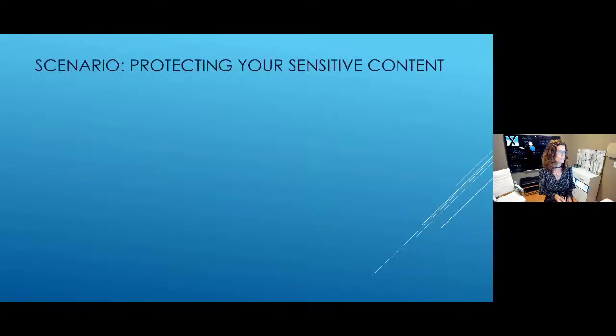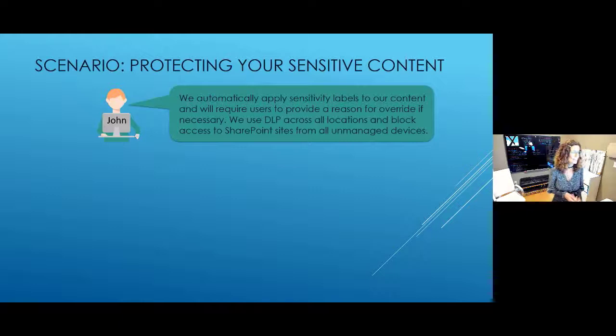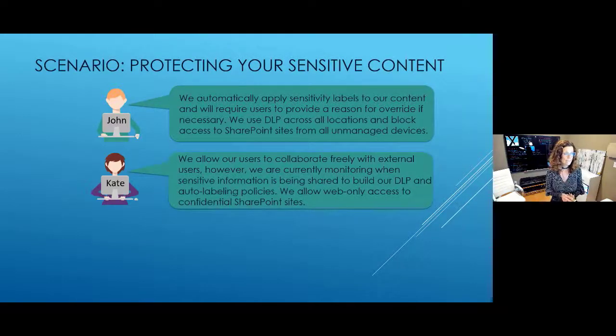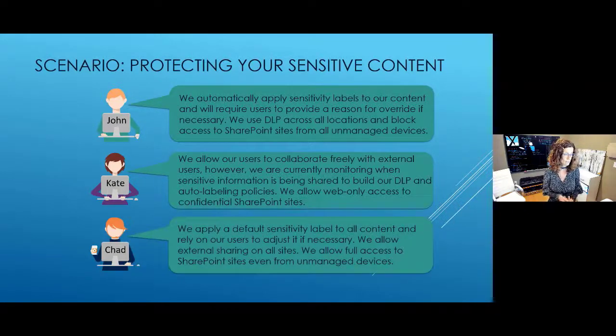So that's the challenge. So if we think about our 3 personas again, so John, they automatically apply sensitivity labels to their content, and they use data loss prevention across all their locations, and they don't allow any access from unmanaged devices. Kate, they allow their users to collaborate freely with external parties, but they're currently monitoring, so using data classification on what is being shared externally right now, what kind of sensitive information do we have, and we're going to build some policies based on that.